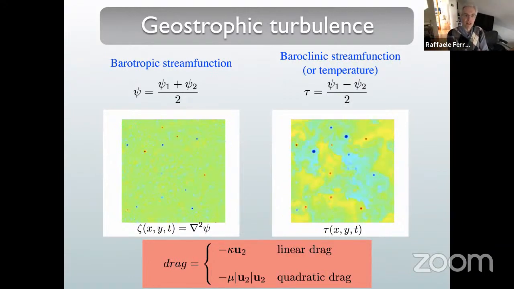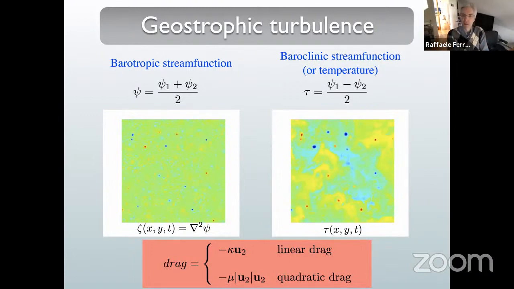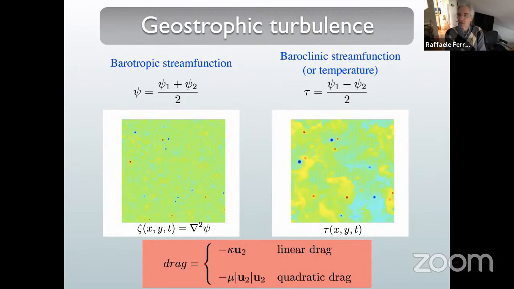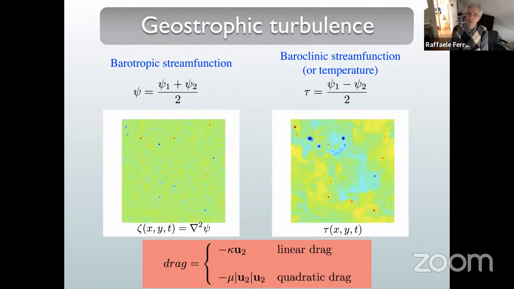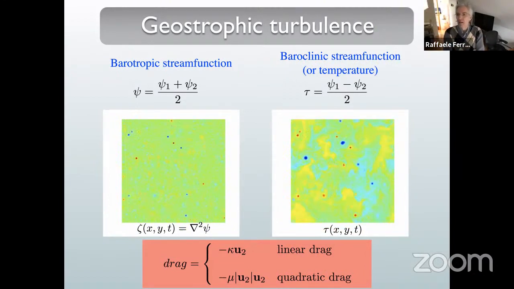I'm showing the barotropic stream function on the left from this model, which is just the sum of the stream functions in the two layers. For this talk, the two layers always have the same mean height. And on the right instead, I have the baroclinic stream function, which is the difference between the stream functions in the two layers. The difference between the stream functions is also proportional to the height of the upper layer. And therefore, it's often referred to as a temperature, because if the height is very high, it means that you have more upper layer fluid than lower layer fluid, and therefore the overall vertically integrated temperature is higher. So tau can be considered as a temperature in a quasi-geostrophic model.